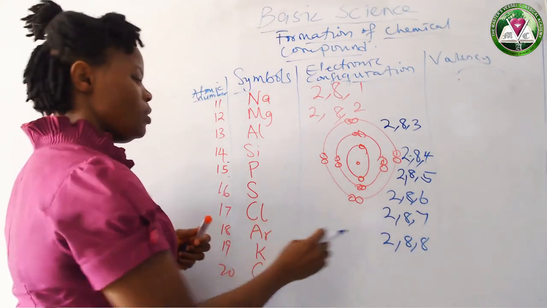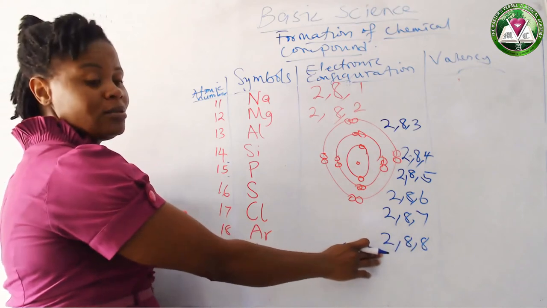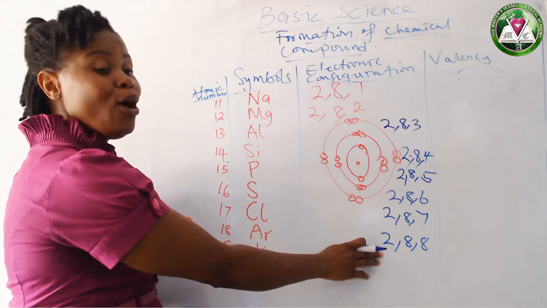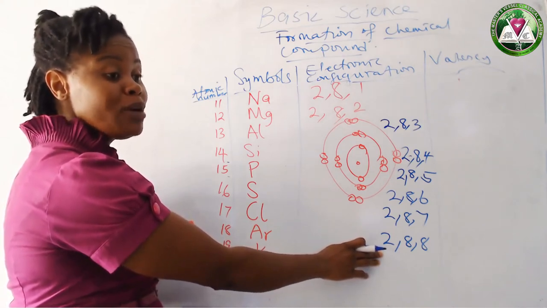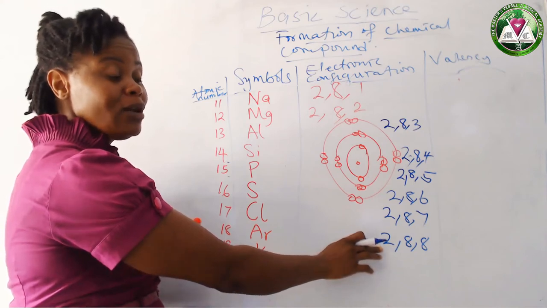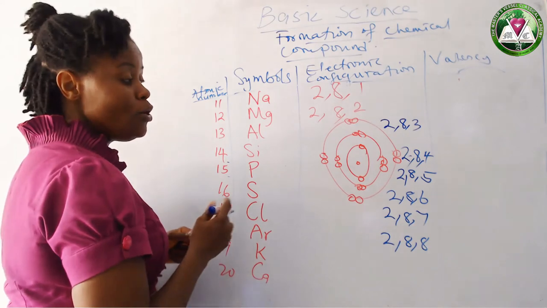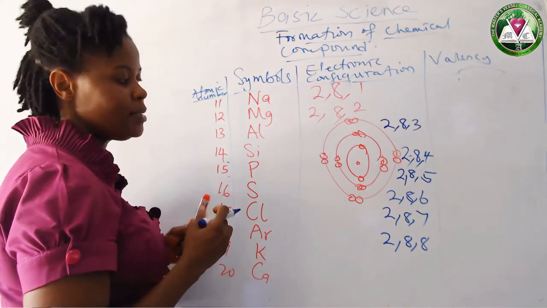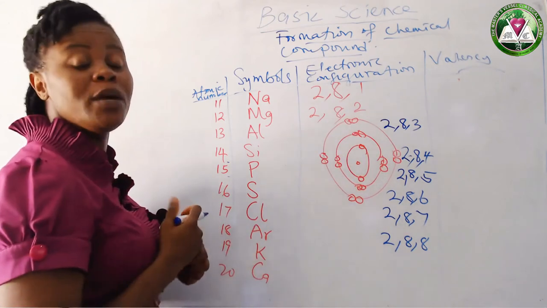2, 8, 8. Remind me what we said about this element that has a complete shell. We said that they are what? They are highly unreactive. They are noble gases. They behave like people that have it all. That's the way they behave. They don't react with other elements to form a chemical compound, because there's no space for another element to combine with them. Okay.